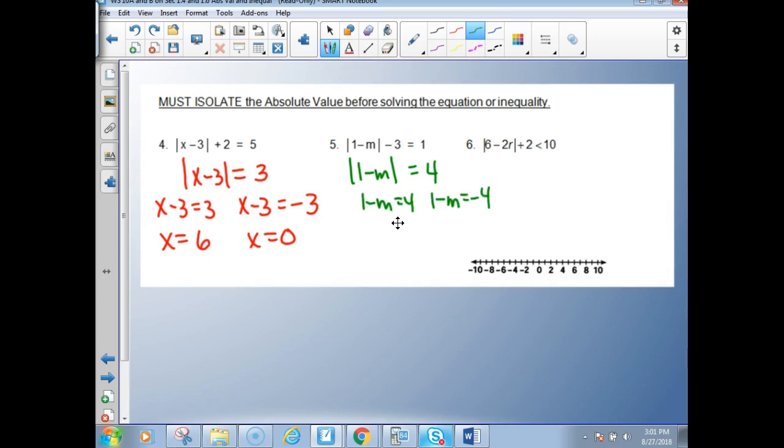Subtracting 1 and changing the sign, or dividing both sides by negative, would give you m is -3 for one of your answers here. The next one, you would subtract 1 and get -5. Change the sign, m would be +5.